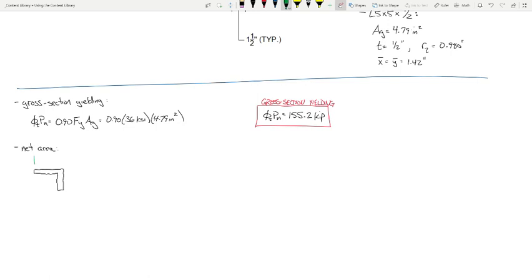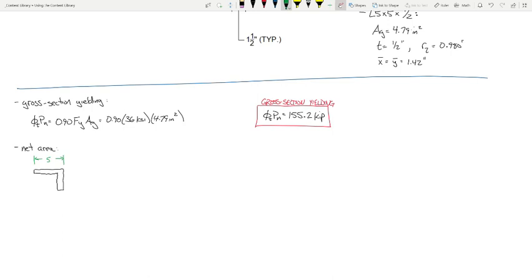What is that dimension right there? I know that's simple. Just trust me. You'll see what I'm doing here. What is that dimension? 5 inches.